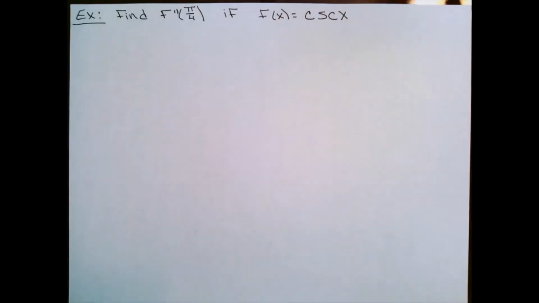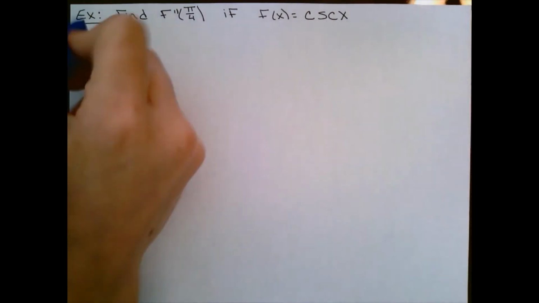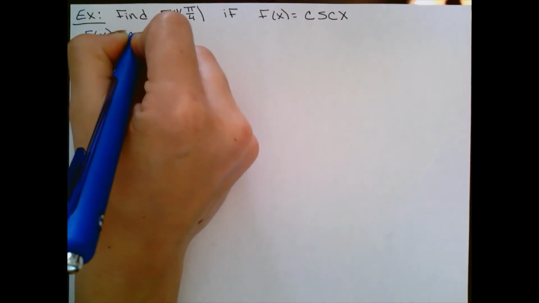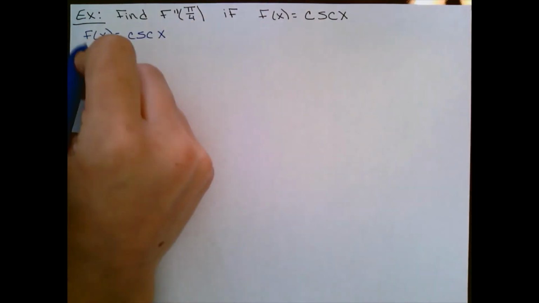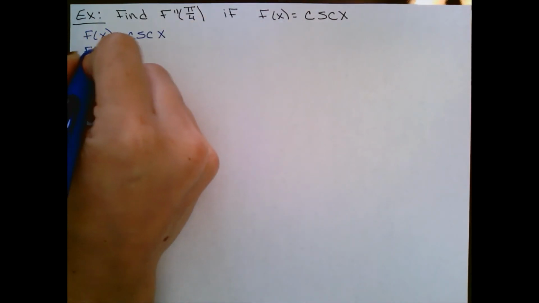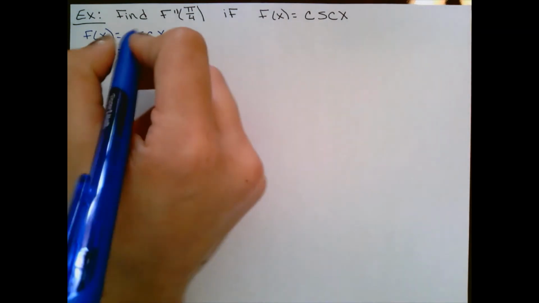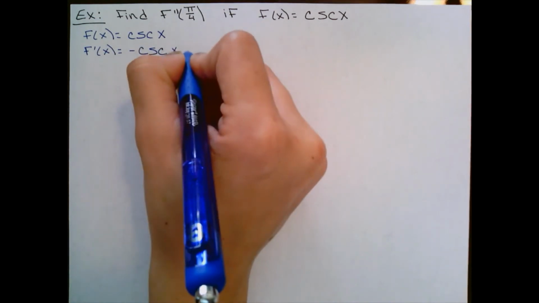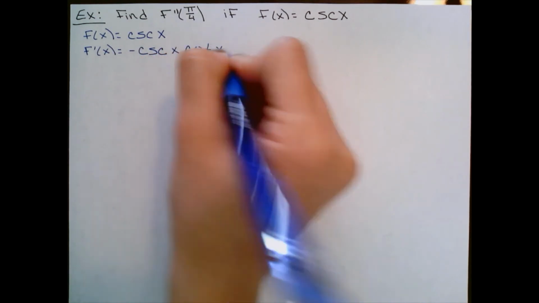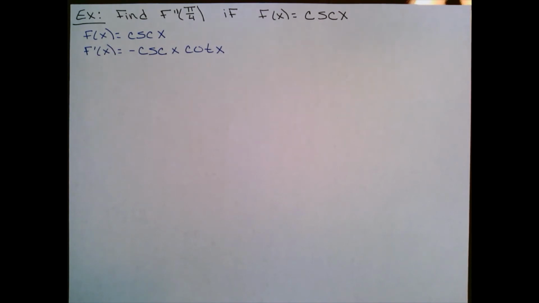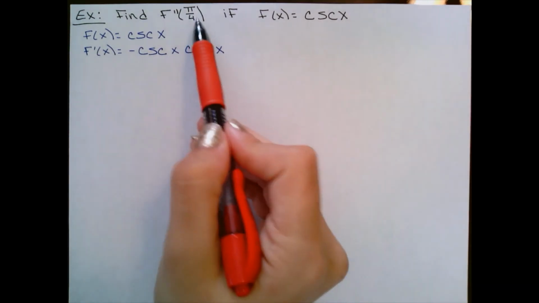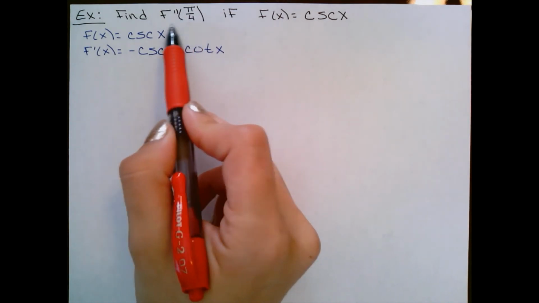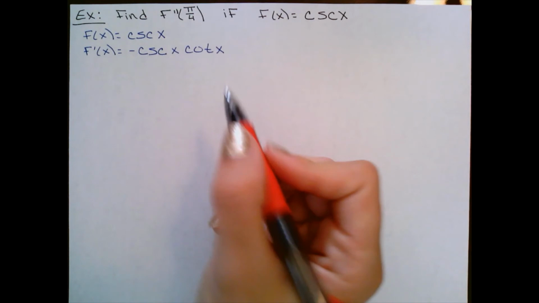So with f, let's switch colors. If f of x is cosecant, I know that based off of my rules, f prime of x is negative cosecant cotangent. Okay? So I just made my way to my first derivative. Now before plugging in pi over 4, I do have to get to that second derivative because they don't care about f single prime of pi over 4. They just care about f double prime of pi over 4.